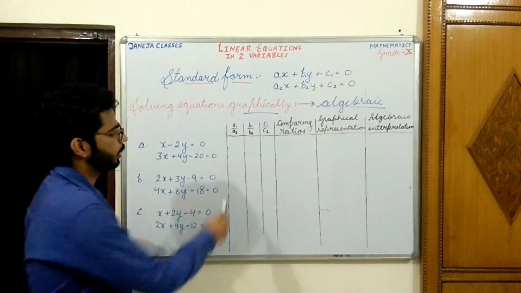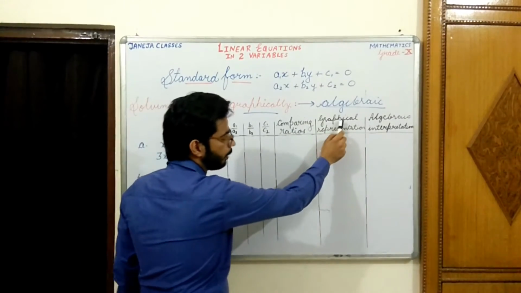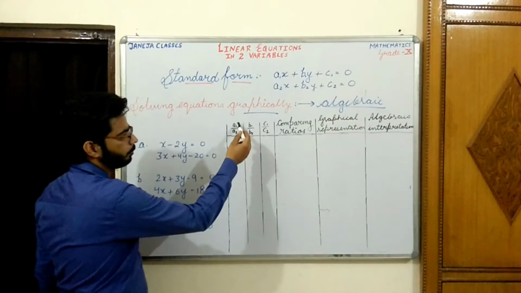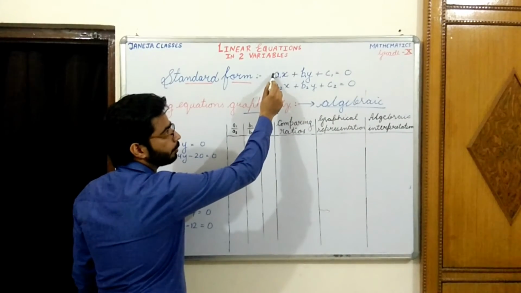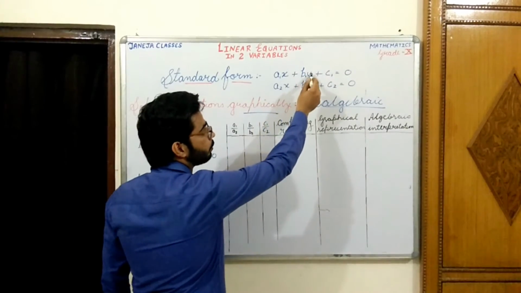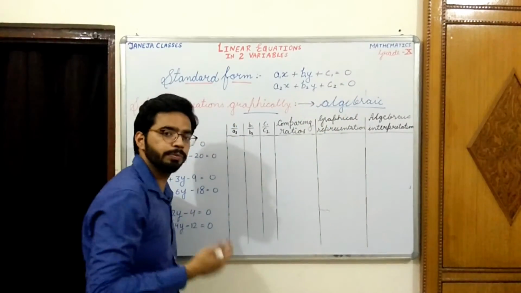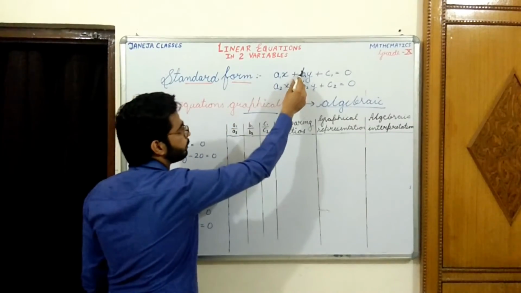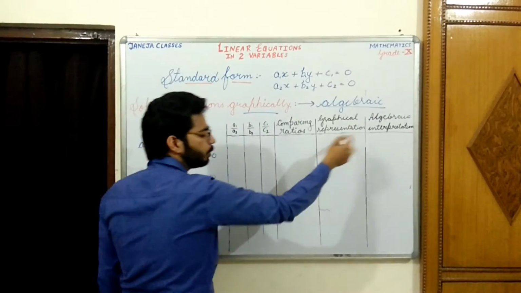Now what I have written here: a1 upon a2, b1 upon b2, c1 upon c2, comparing ratios, graphical representation and algebraic interpretation. Now see, from where do these a1, a2 come. a1 is the coefficient of x and a2 is the coefficient of x in the second equation. b1 is the coefficient of y and b2 is also the coefficient of y of the first and second equation. Then c1 and c2 are the constant terms of both the equations. Now we have to find the ratios of a1 upon a2, b1 upon b2 and c1 upon c2. After finding the ratios we have to compare them, then interpret our results.